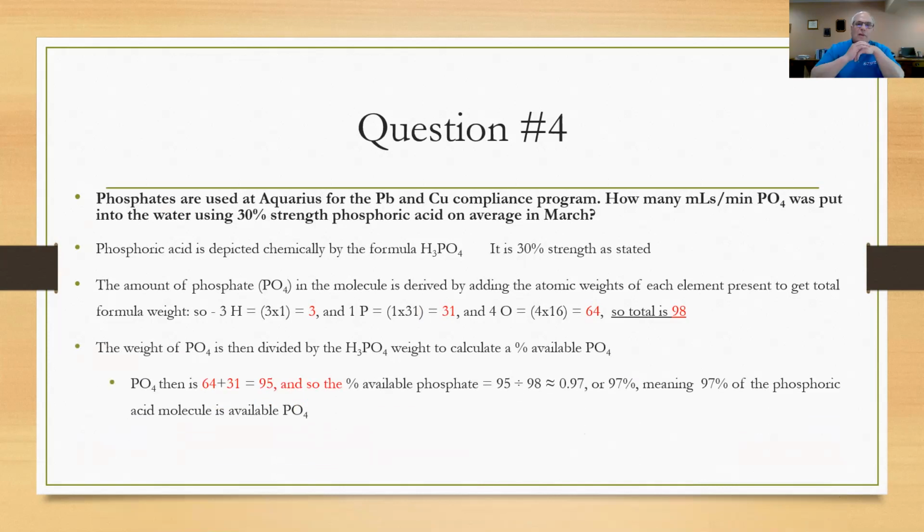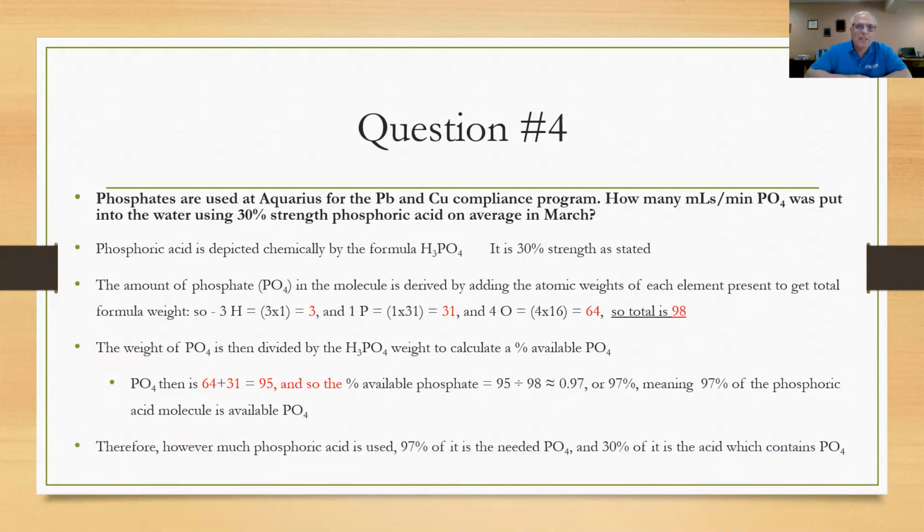I just take the weight of PO4 divided by the H3PO4, and that comes out to a percent of phosphate. When I work it through, it's 95 divided by 98, or 97%. So that means that 97% of the phosphoric acid molecule is available as PO4. So now we've learned 2 things, 2 percentages. Of the phosphoric acid that I'm putting in, only 30% of it is the acid. And of the acid, only 97% of it is PO4. So I've got to use those 2 when I do my dosage calculations. However much phosphoric acid is used, and this is another way to look at it, no matter how much I use, 97% of it is the needed PO4 and 30% of it is the acid. So I use those 2 calculations.